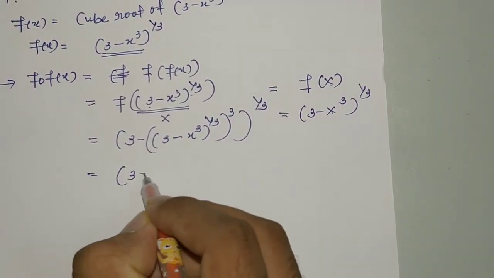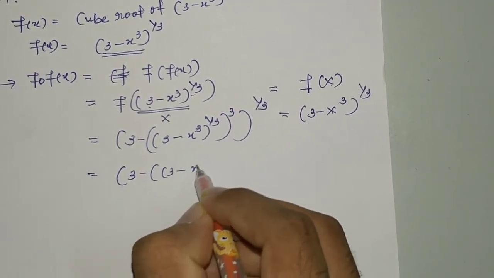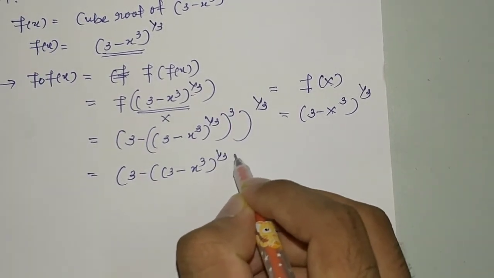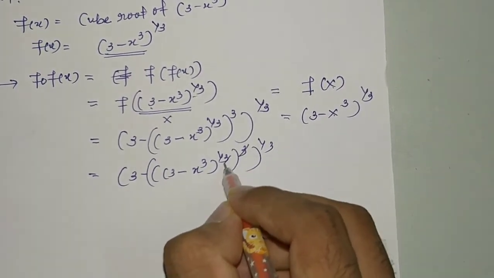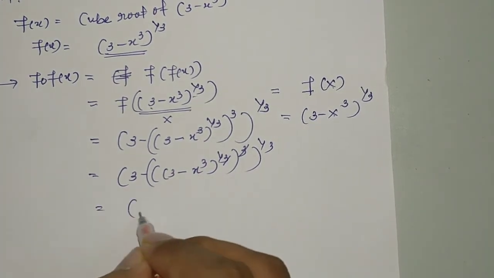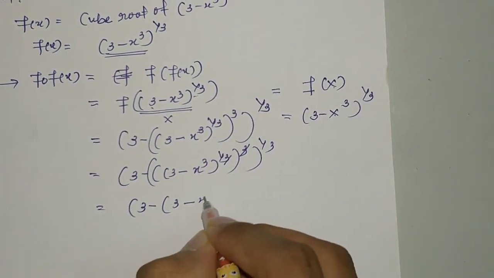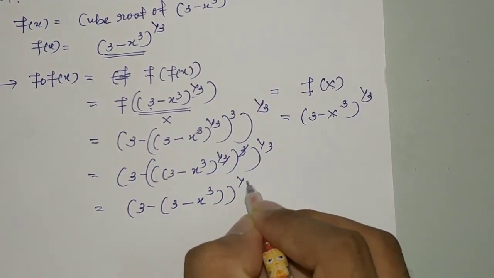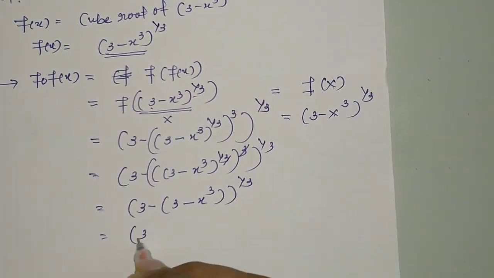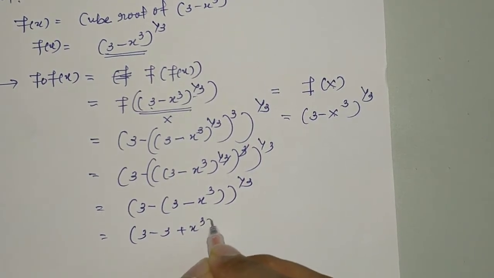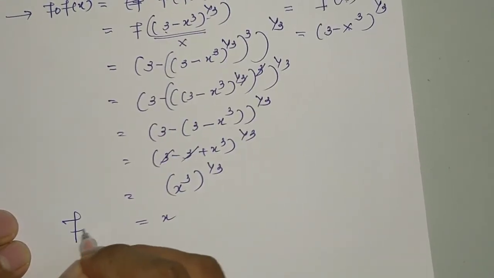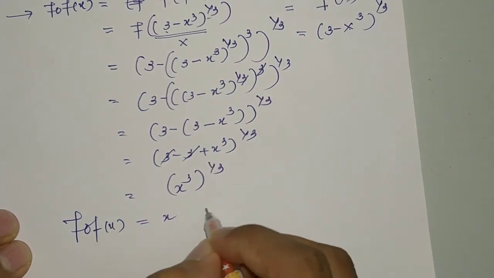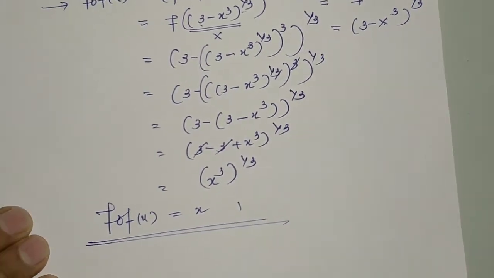So 3 minus (x cube raised to 1/3) whole power 3, raised to 1/3. This 3 gets cancelled, so we get (3 minus x cube) whole raised to 1/3. Now 3 minus 3 plus x cube raised to 1/3, the 3 gets cancelled, so x cube raised to 1/3 equals x. So f of x will be x. Okay, this is the value.